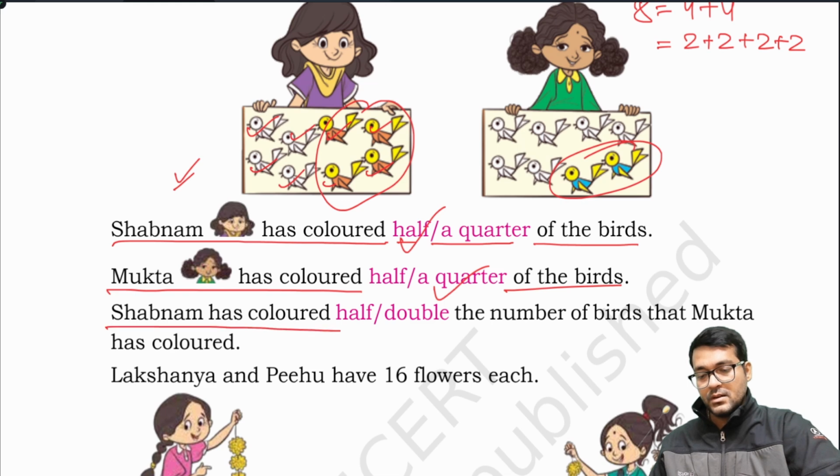Sabnam has colored half double the number of birds that Mukta has colored. You can see Sabnam has colored 4 whereas Mukta has colored 2. 4 is double of 2.